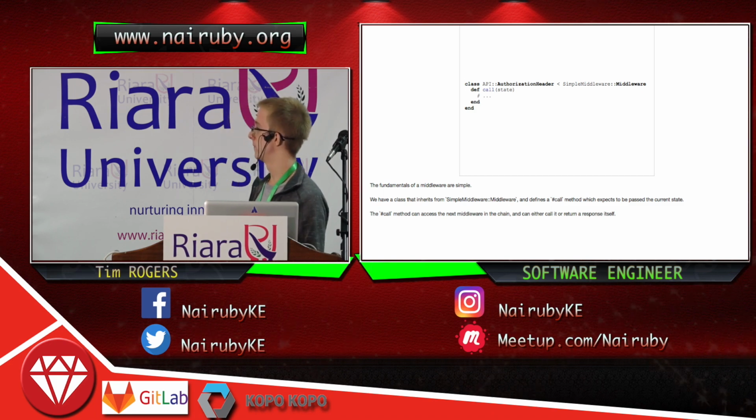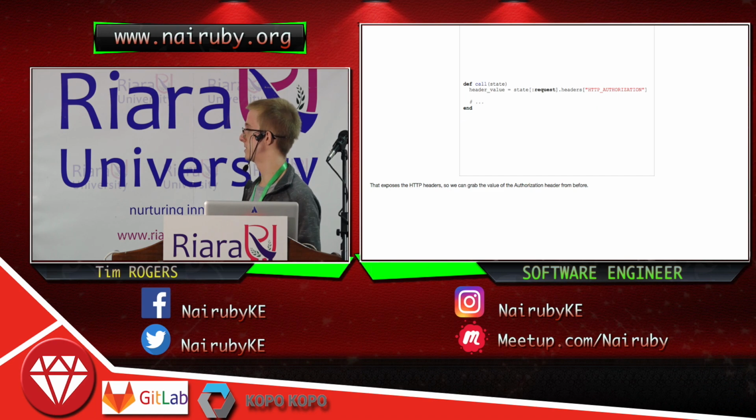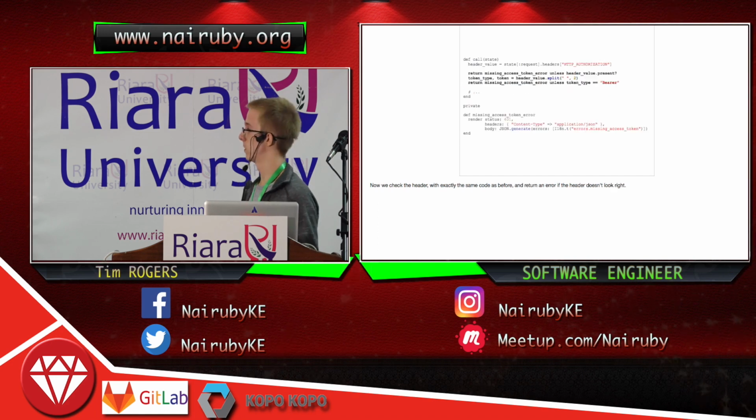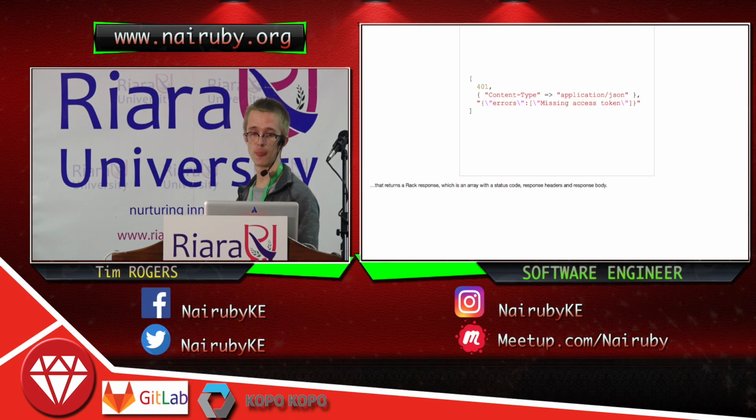Thinking back to the controller, in the initial state, we passed in two things, the request and the parameters. The request exposes the HTTP headers, so we can look in the state, find the request, and pull out that header. Now we check the header, with exactly the same code as before, and we can return an error if the header doesn't exist. Simple middleware also defines a render method. It's just a simple helper that returns a rack response, which is an array with a status code, response headers, and body. In our controller, we take that response and render it back to the user.